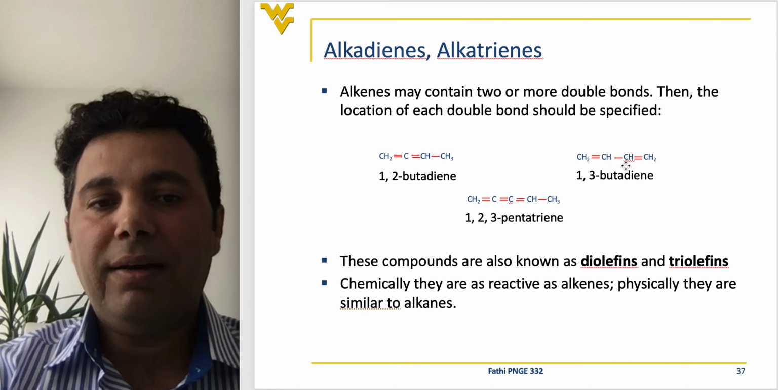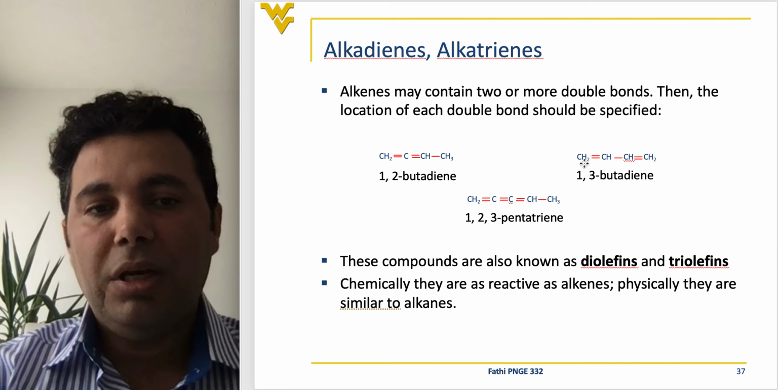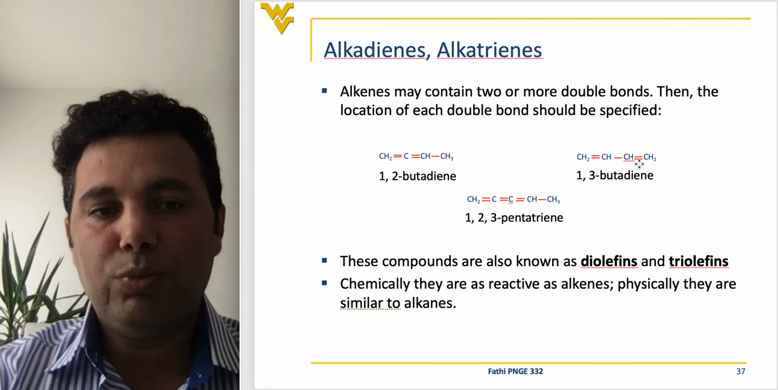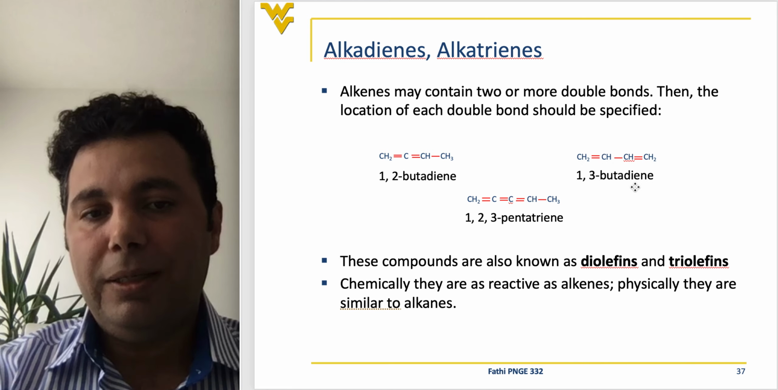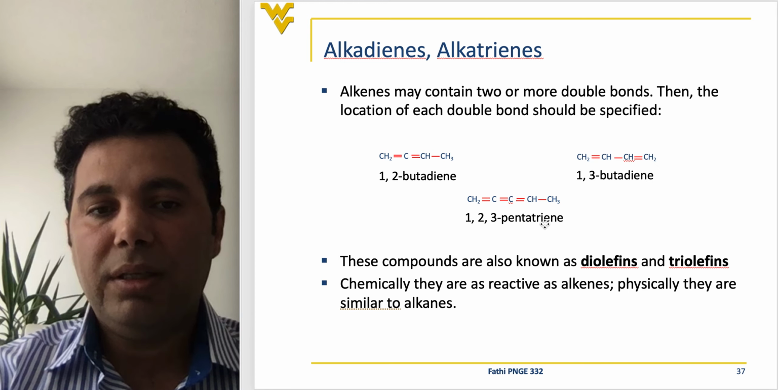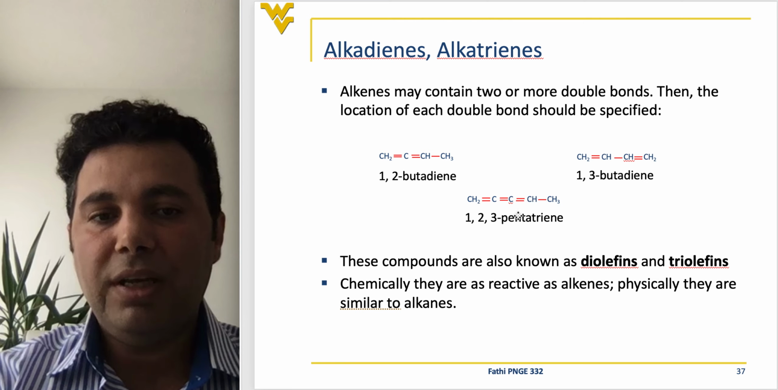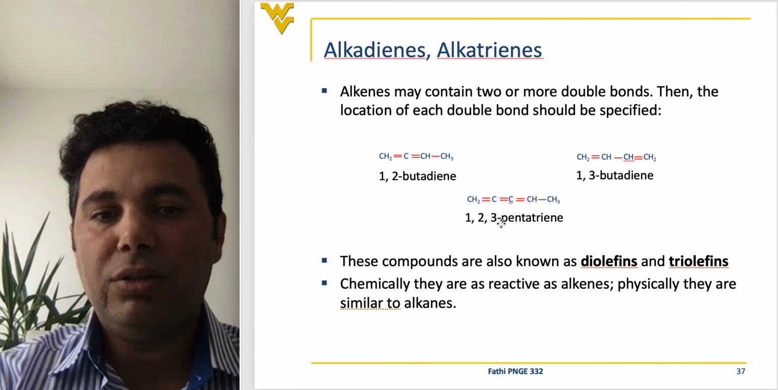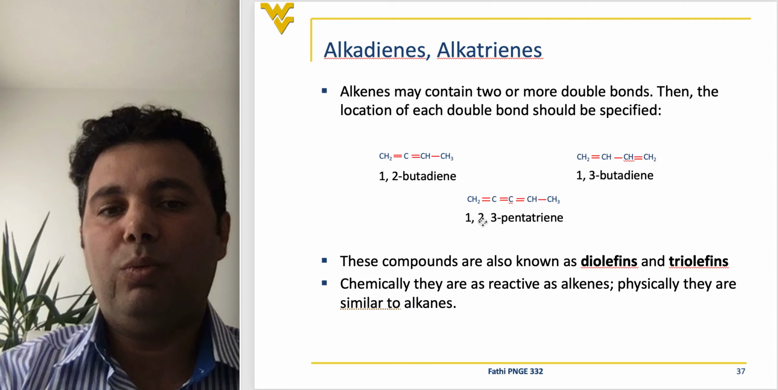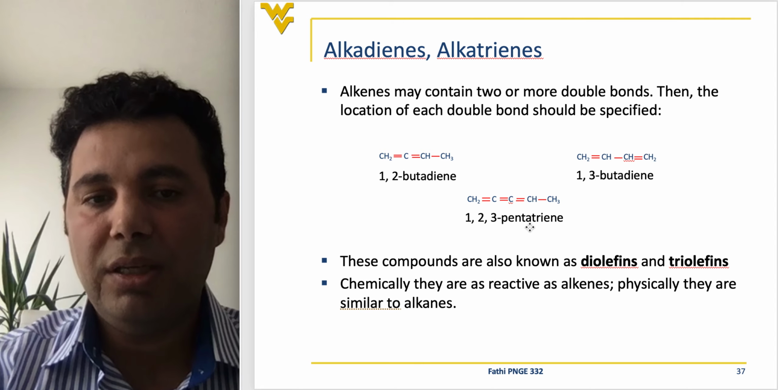And then I need to number the carbons. It doesn't matter which way you go because both of them have the same number on the first carbon, so it becomes 1, 2, 3, and 4. So I have 1,3-butadiene. In this case, again, I see the double bond. The name ends with ENE. I have three of them, so it's triene. And then I have five carbons in the straight chain, so it's a pentatriene. And then the locations are 1, 2, and 3. So 1,2,3-pentatriene becomes the name.